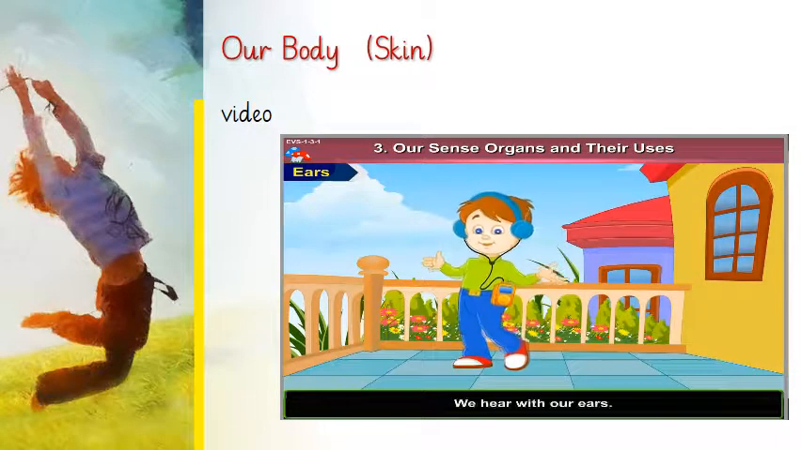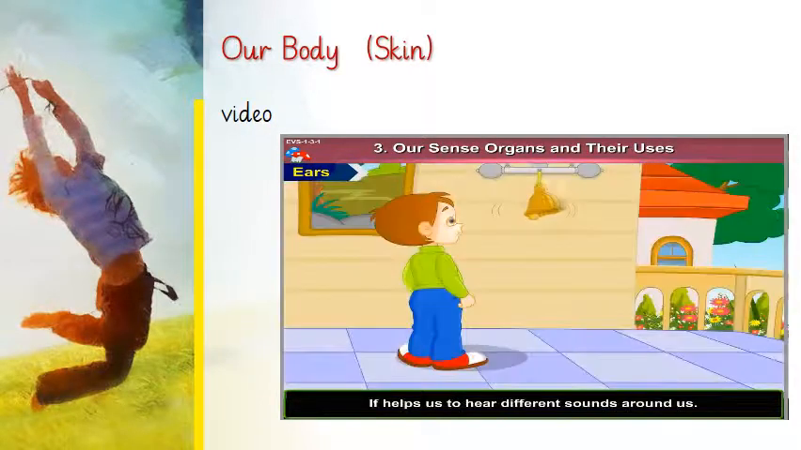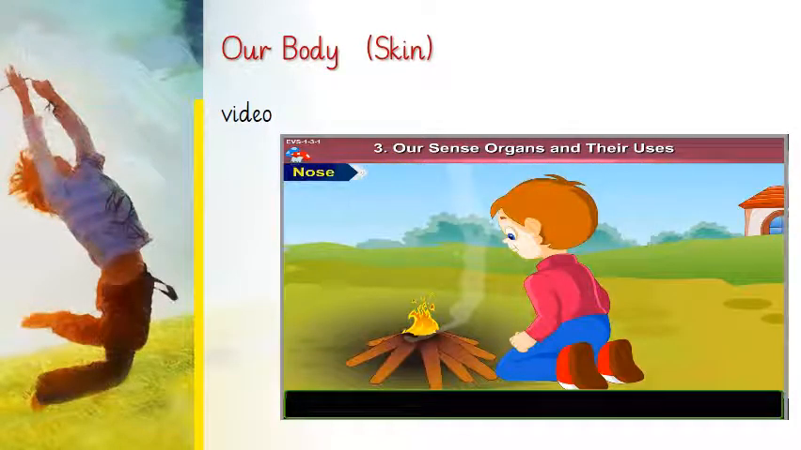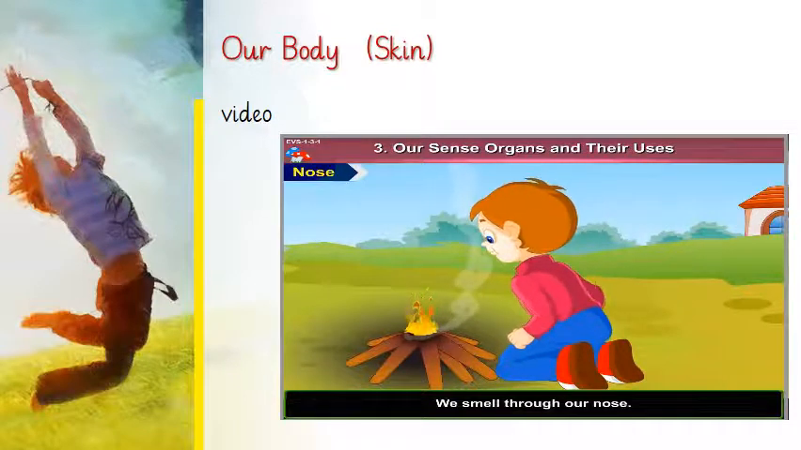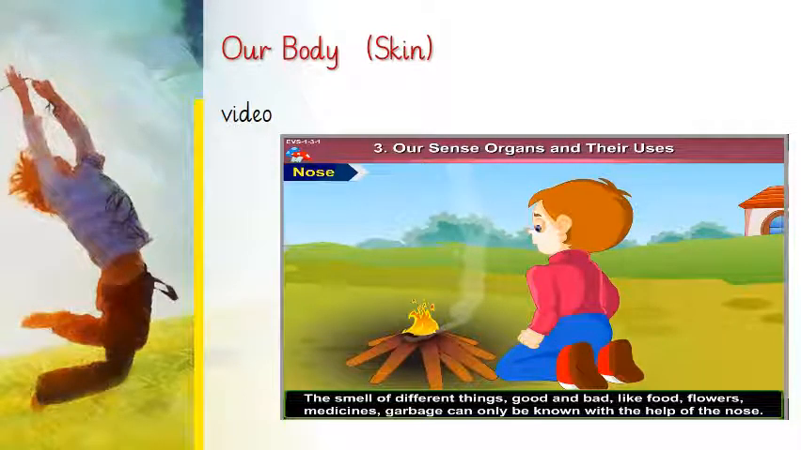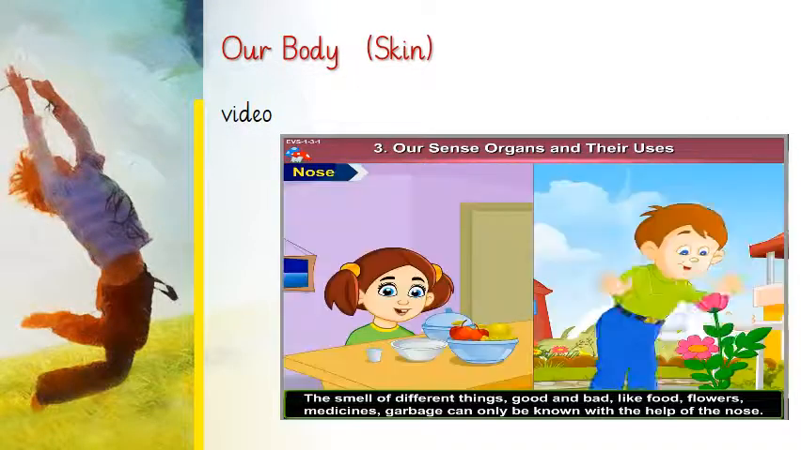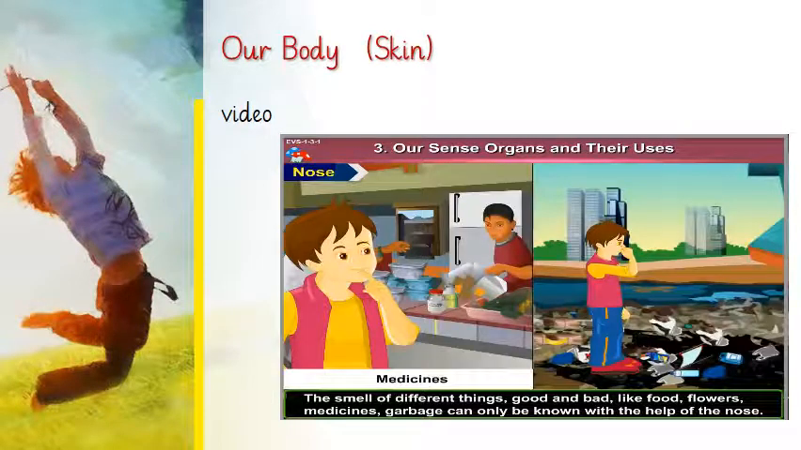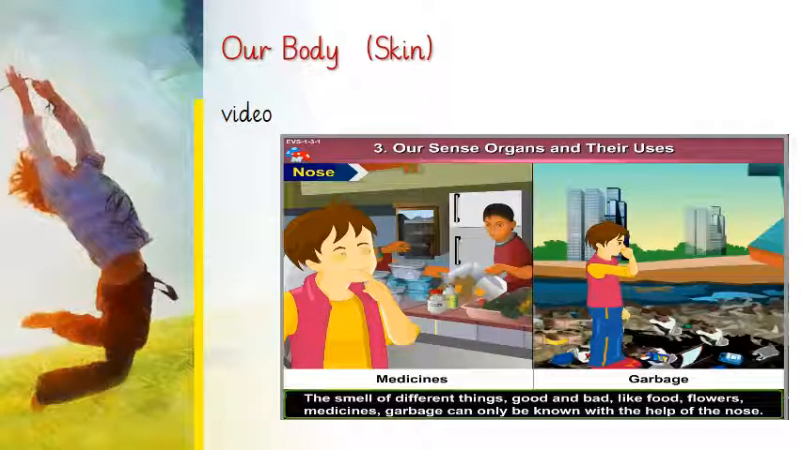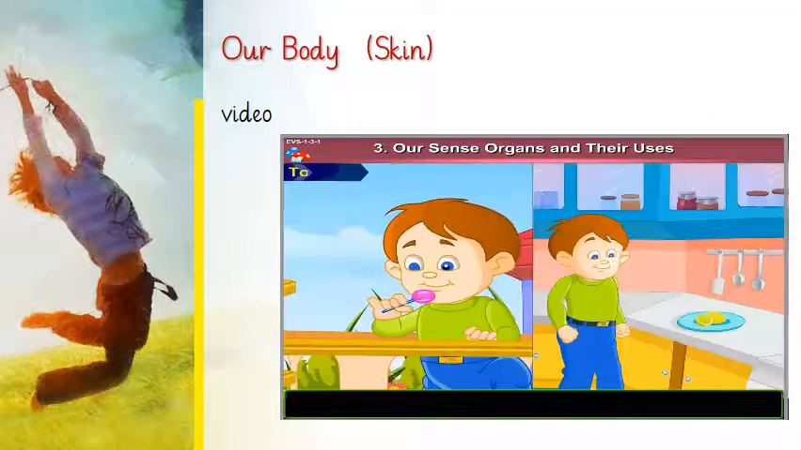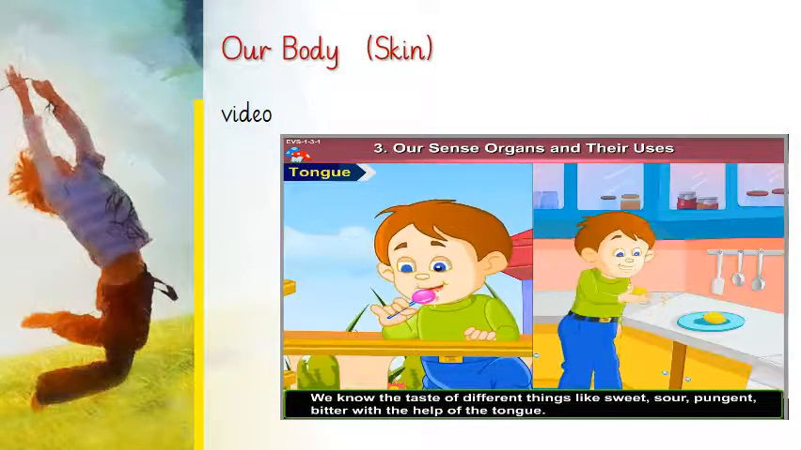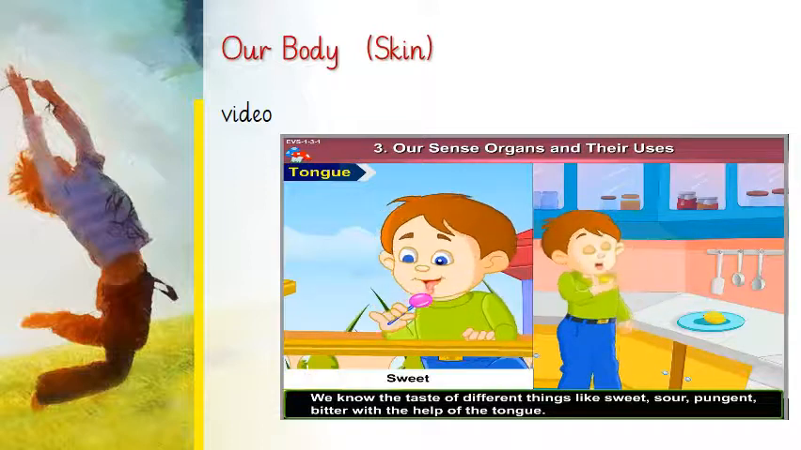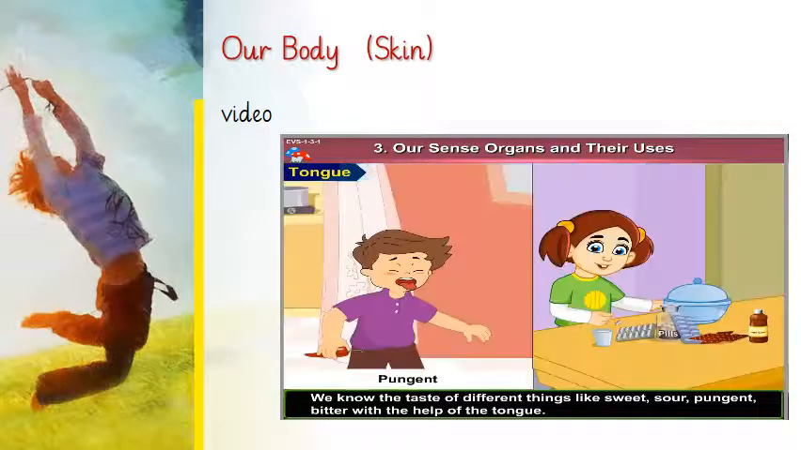Ears. We hear with our ears. It helps us to hear different sounds around us. Nose. We smell through our nose. The smell of different things, good and bad, like food, flowers, medicines, garbage, can only be known with the help of the nose. Tongue. We know the taste of different things like sweet, sour, pungent, bitter with the help of the tongue.